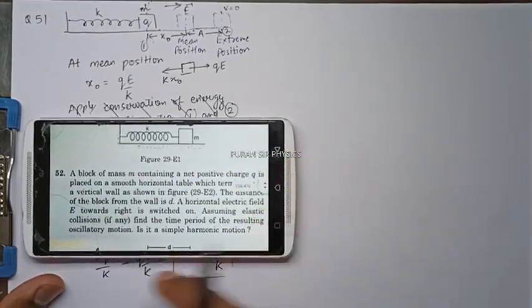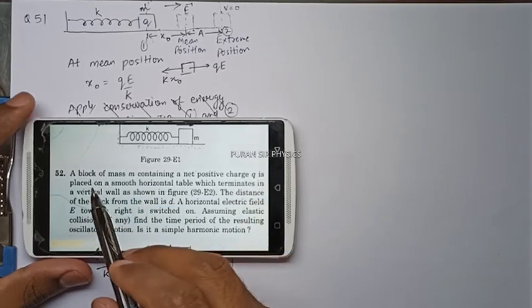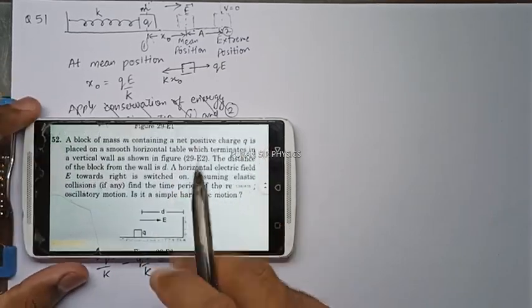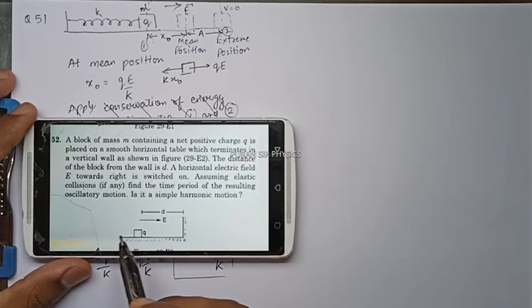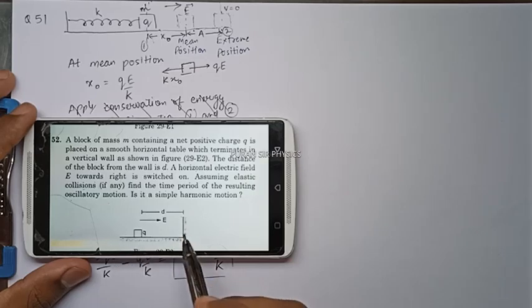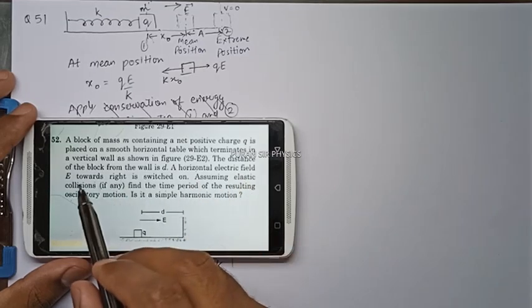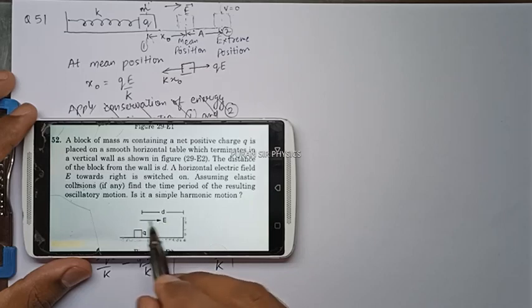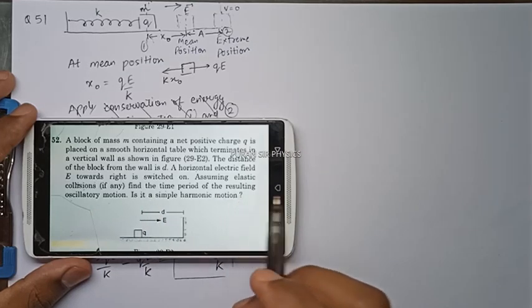In question number 52, a block of mass M containing a net positive charge Q is placed on a smooth horizontal table which terminates in a vertical wall as shown in this figure. So this is the smooth horizontal table and this is the vertical wall, and the block is kept at a distance d from the wall. A horizontal electric field E towards the right is switched on. Assuming elastic collisions, find the time period of the resulting oscillatory motion. Is it a simple harmonic motion?